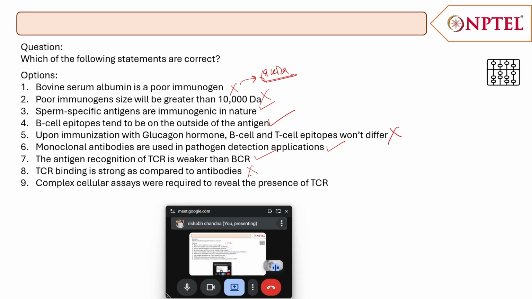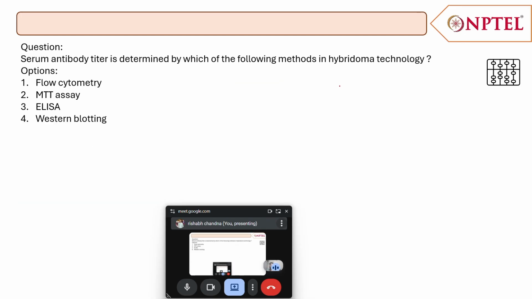No. Complex cellular assays were required to reveal the presence of the TCR. Yes, this is also correct. So the correct answers are 3, 4, 6, 7, and 9. Okay, so let's move on to the next question.